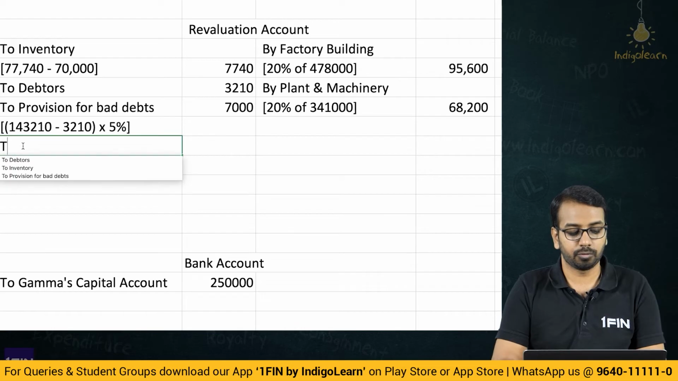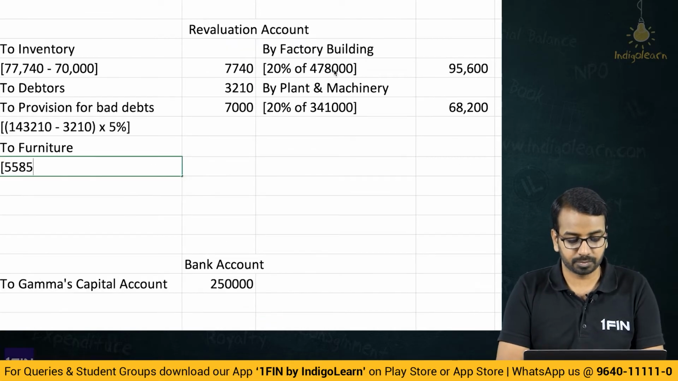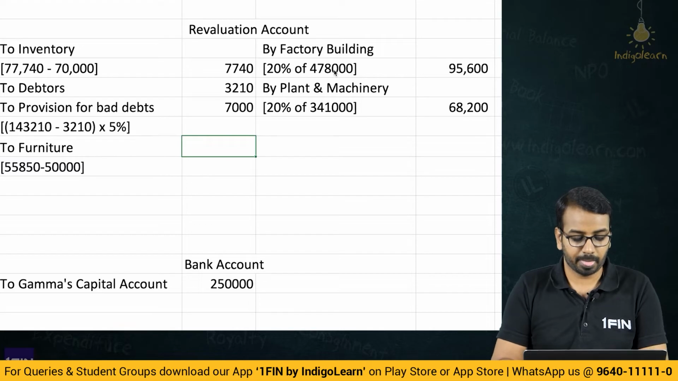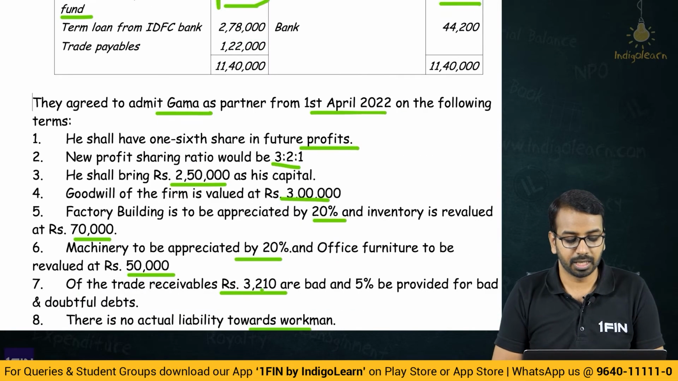So to furniture, how much is that? 55,850 minus 50,000, that will be 5,850. Okay. So that is also done.